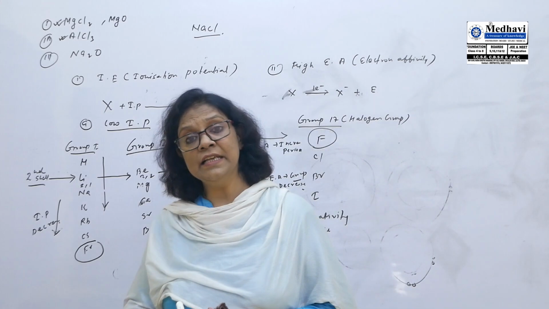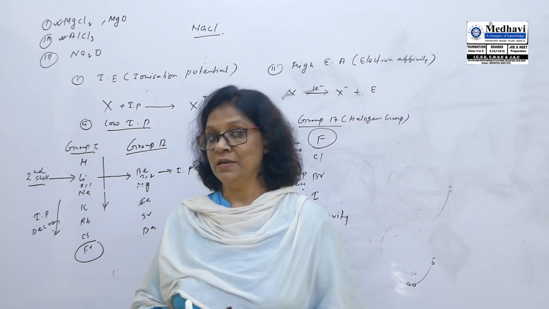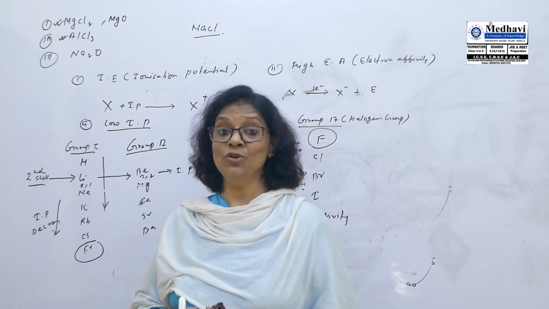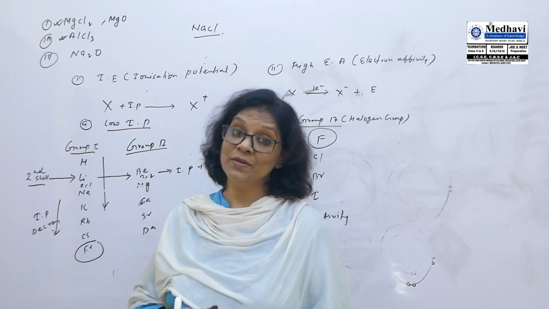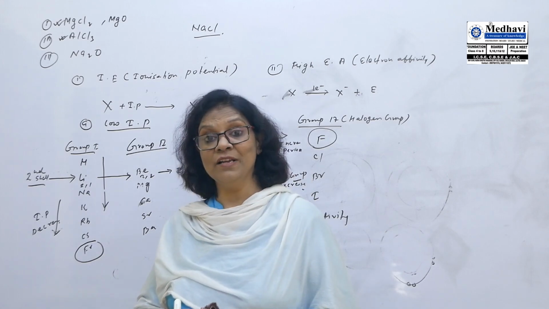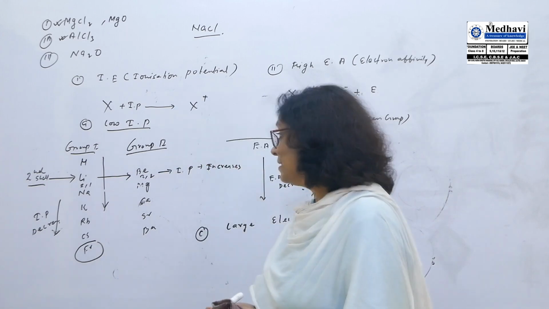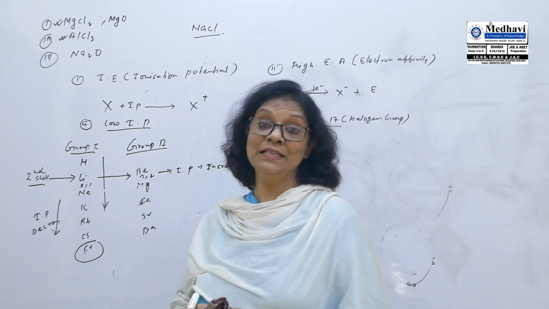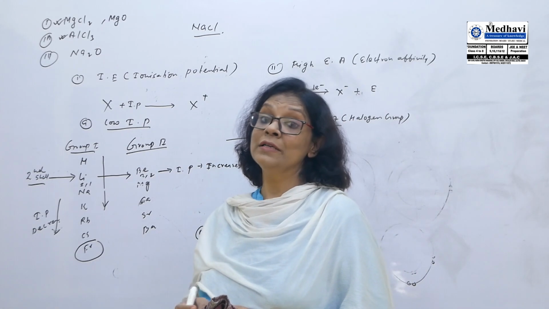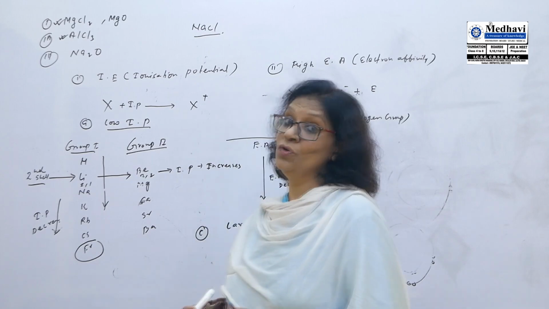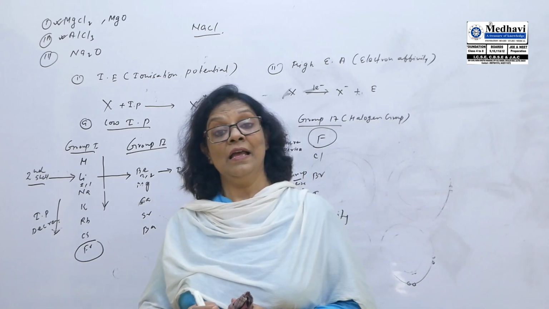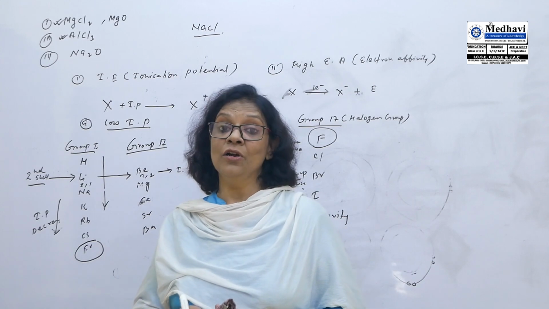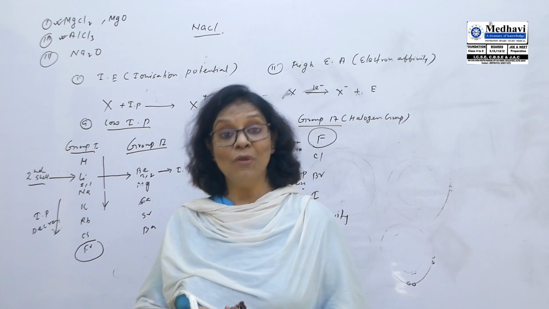Electronegativity is the tendency to pull electrons. So one atom will develop a positive charge, and another atom will develop a negative charge. Group 1 elements have a tendency to transfer electrons easily due to their bigger size, and group 17 elements have a tendency to gain electrons due to their small size.